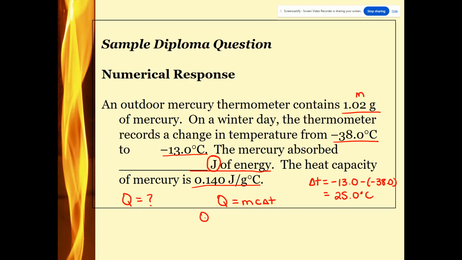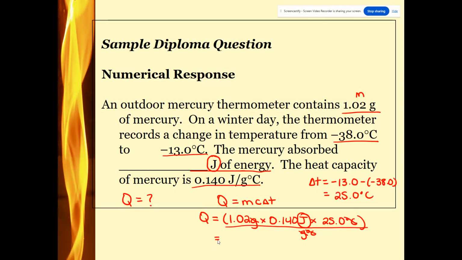Okay, so if I plug those variables in, my mass, again, 1.02 grams. My specific heat capacity is 0.140 joules per gram degree Celsius. Remember, again, I'm just showing the units there. There's actually no number that I'm dividing by. And my temperature change was 25.0 degrees Celsius. Now, unit analysis, like I said, some teachers might make you do it. I prefer my students to do it, but if they don't, I don't dock marks. Okay? So I'm going to get left with an answer in joules.